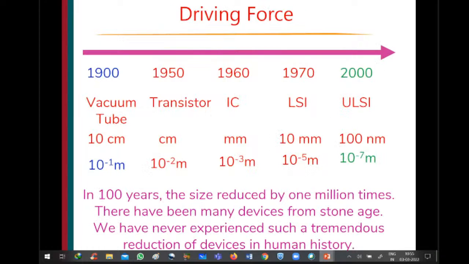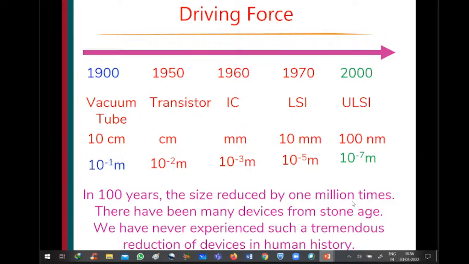So, just a little bit about the size aspect, about the MOSFET. In 1900, if you look at it, it was 10 centimeter. If you look at it in 2000, the device dimensions were 100 nanometer. You know what the reduction is? In 100 years, the size reduced by 1 million times.